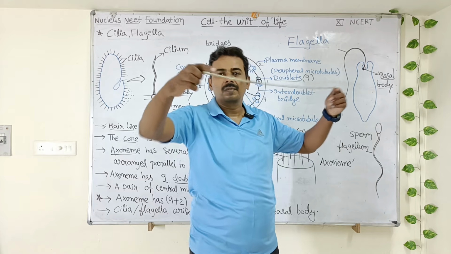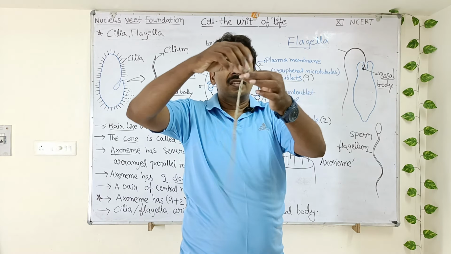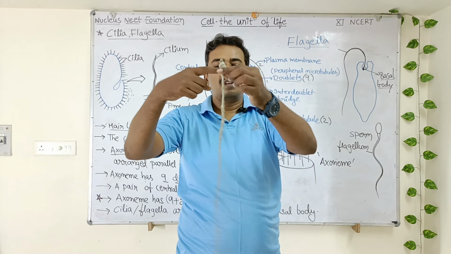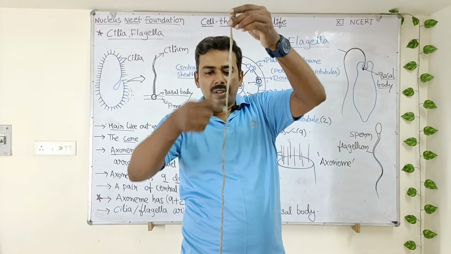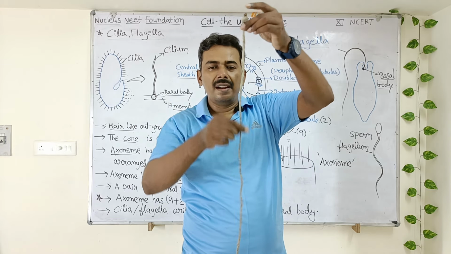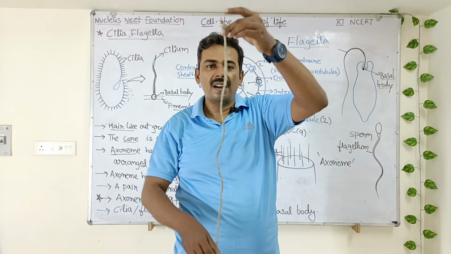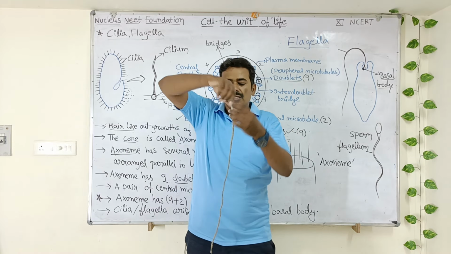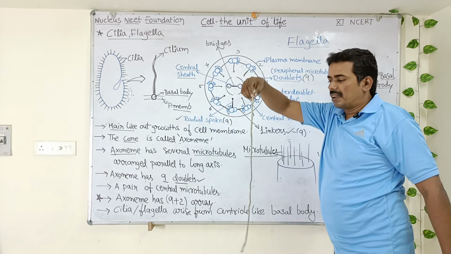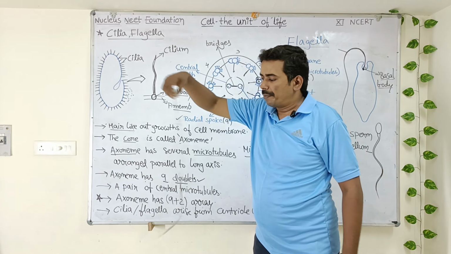Okay. Look here. Here you can see there is a basal body, centriole-like basal body. This is the flagellum. Inside the flagellum you can see there will be 9 doublets of microtubules, and at the center there will be 2 microtubules. Okay. So when movement starts in the flagellum, it looks like this, like a lashing movement.